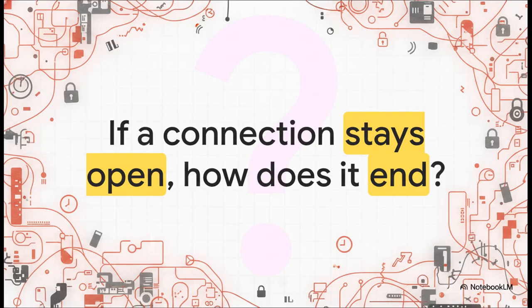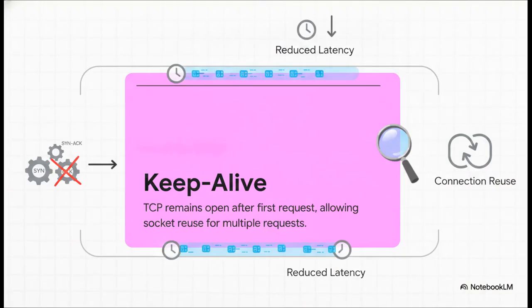But that brings up a really crucial question. If a TCP connection never closes, how does the server actually know when an HTTP message ends? That simple question introduces a severe tracking and synchronization risk that completely changed the web's architecture. The answer to that connection problem was persistent connections, often called keep alive.